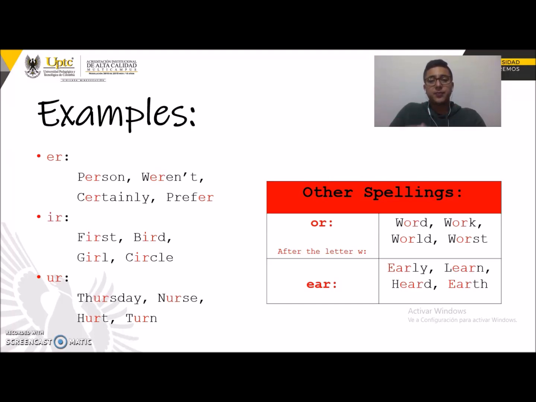Other spellings. When we have O plus R after the letter W. Some examples are word, work, and worst. And finally, we have EAR. Some examples are early, learned, hurt, and earth.